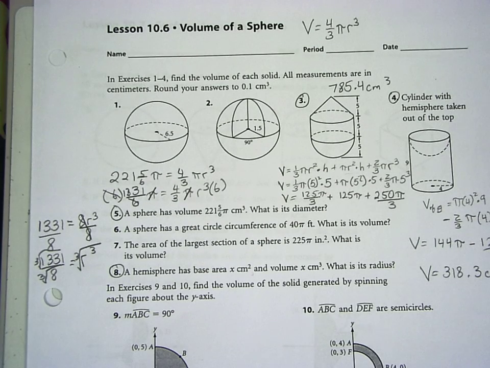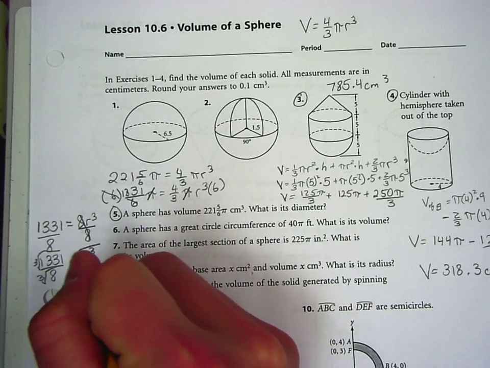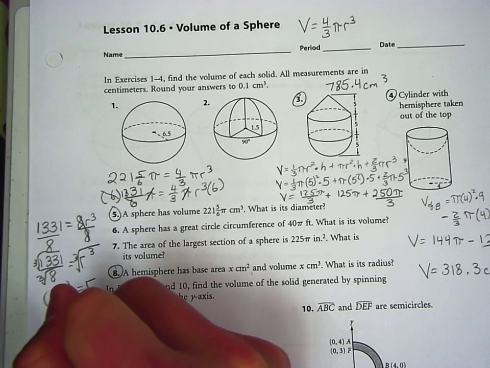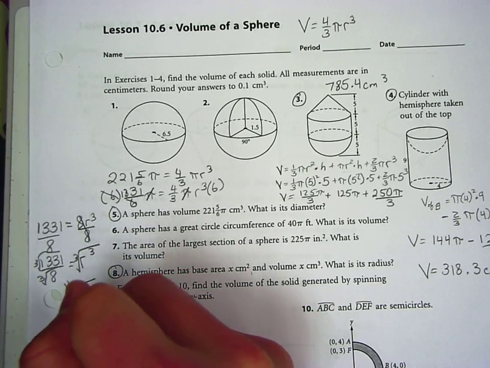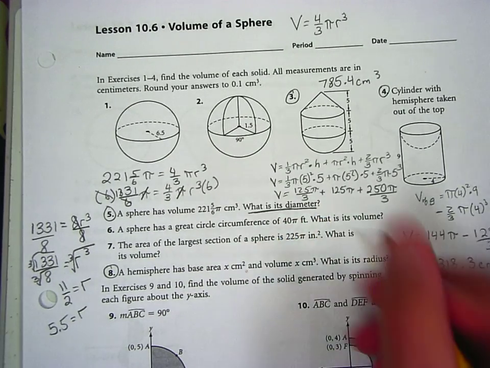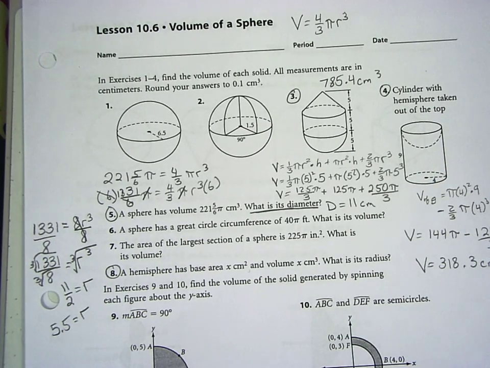So when you take the cube root, you end up getting the radius equals 11 over 2, which is 5.5. So therefore, the question's asking what is the diameter? Diameter equals 11 centimeters.